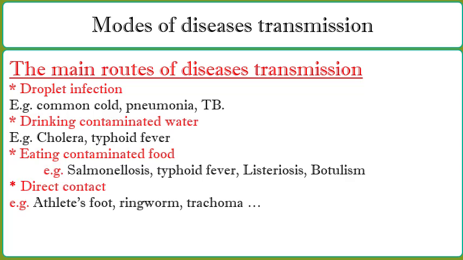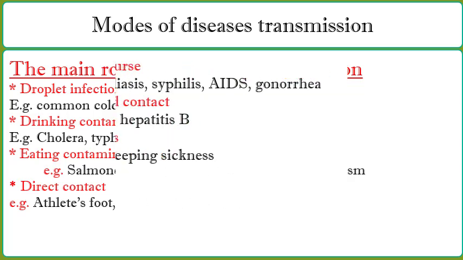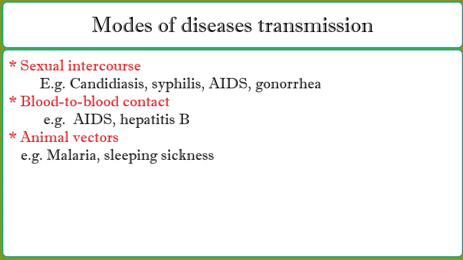The fourth route is direct contact. This is the route in which pathogens spread by direct contact with an infected person or contact with a surface carrying the organism. The best example is athlete's foot, ringworm, and trachoma. The fifth route is sexual intercourse. This is the way in which organisms infecting the sex organs can be passed from one sexual partner to another during sexual intercourse. Example, candidiasis, syphilis, AIDS, and gonorrhea.